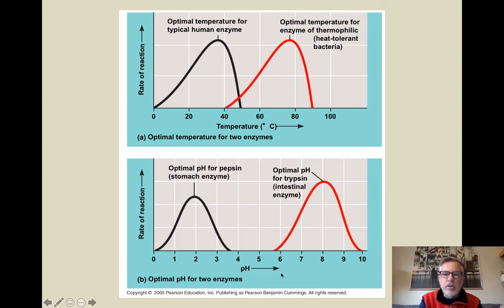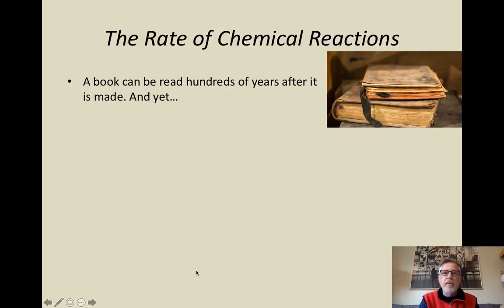Here is a similar graph for two digestive enzymes. One is called pepsin, and it is found in the stomach where the pH is low, and not surprisingly, its optimum pH for digesting protein is just around 2. And trypsin, which is an intestinal enzyme that digests protein, has an optimum about 8 because the pH of the intestine is raised to about pH 8. And so you can see these two enzymes have evolved to have different pH optima.